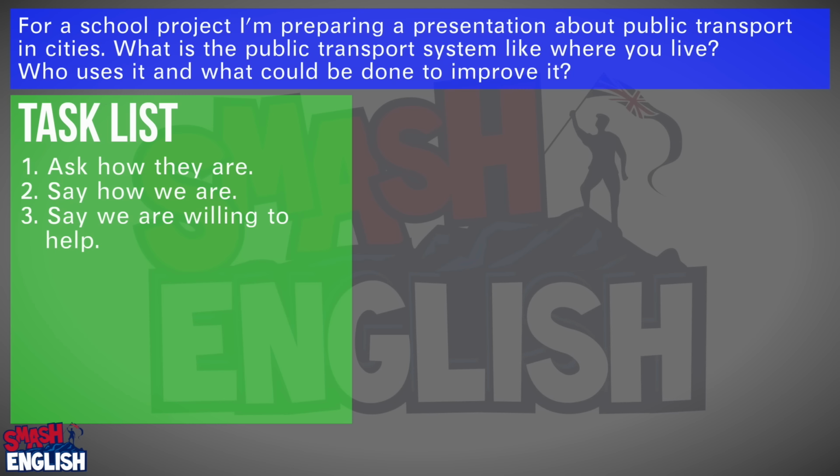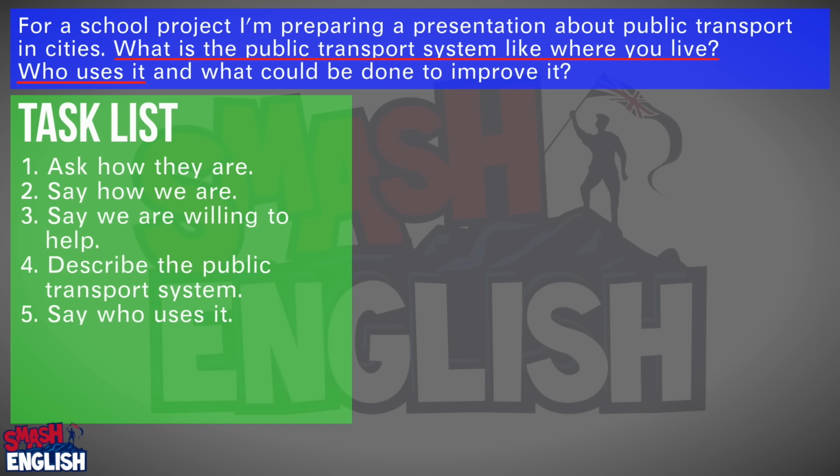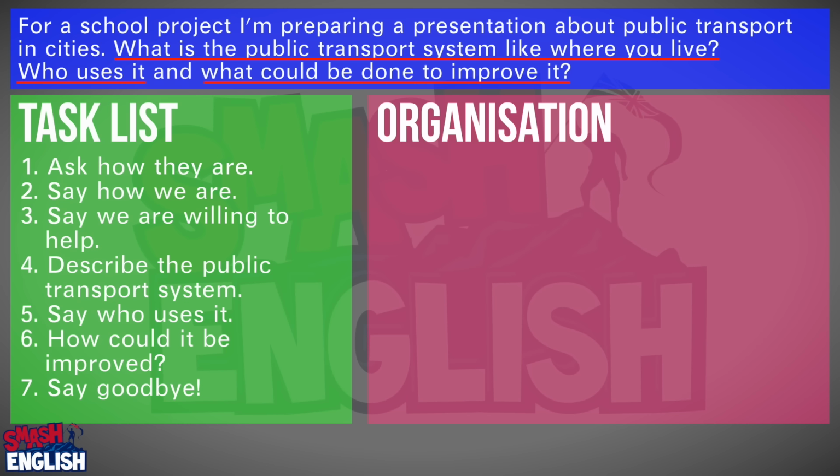Next, we need to underline the information we must include. So that is 3 questions. What is the public transport system like where you live? Who uses it? And what could be done to improve it? Underline these so we don't forget to answer any of them. Finally, we should organize all of this appropriately.